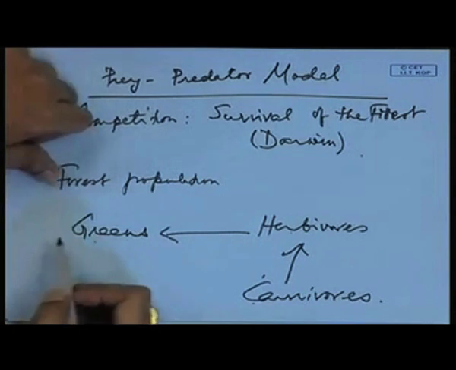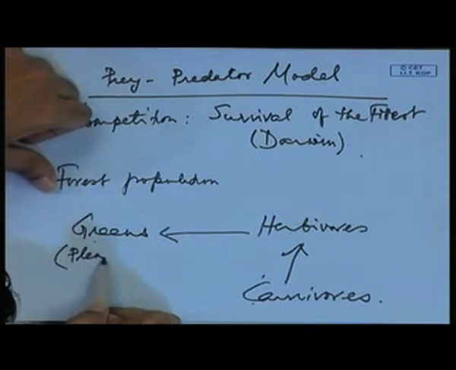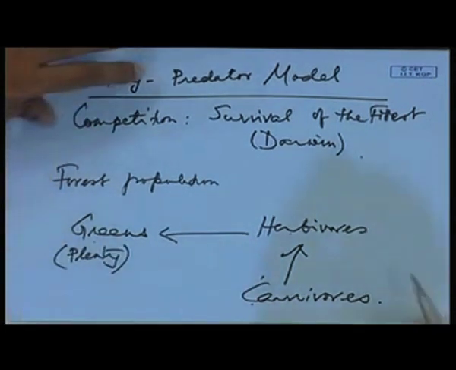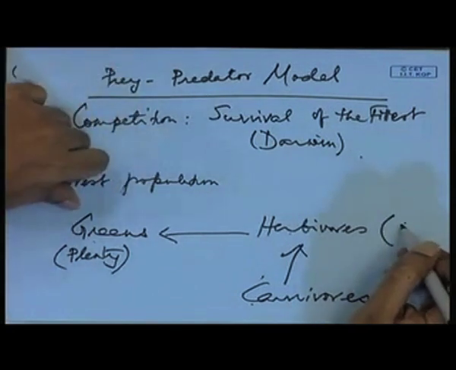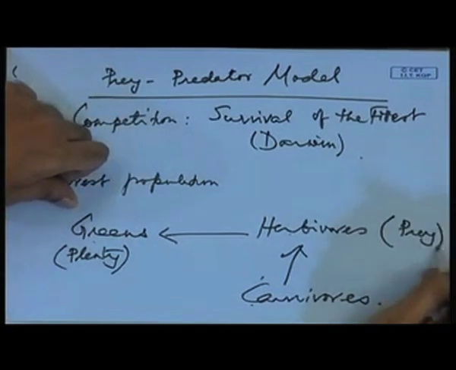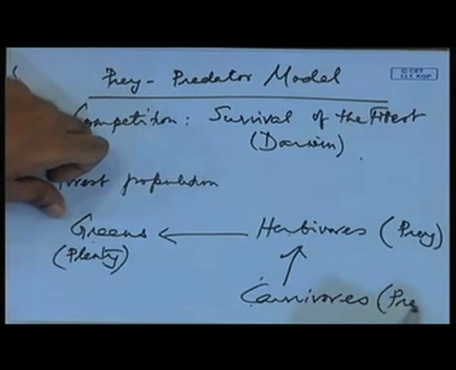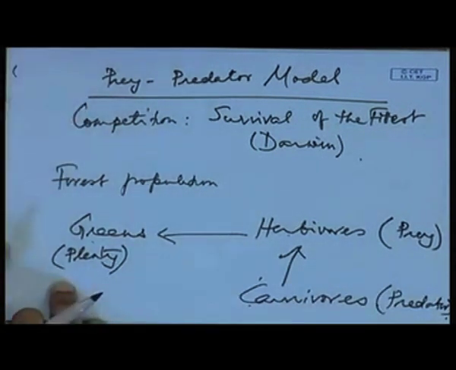Now, if you assume that the greens are in plenty, then the herbivores become the prey and the carnivores become the predator. Even if greens are not in plenty, you can still assume that the herbivores are the prey and the carnivores are the predator. But if they are in plenty, then it's easy to assume that one is the prey and the other is the predator. So, how is this model going to work?